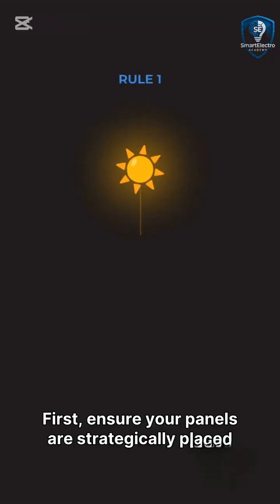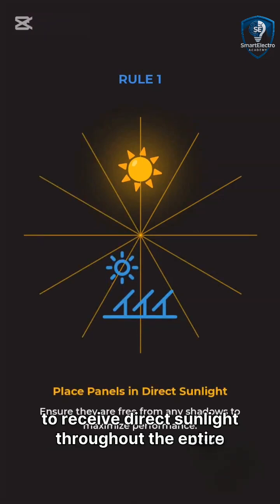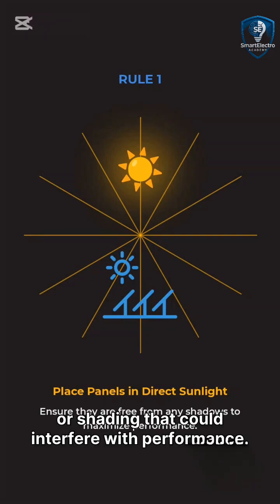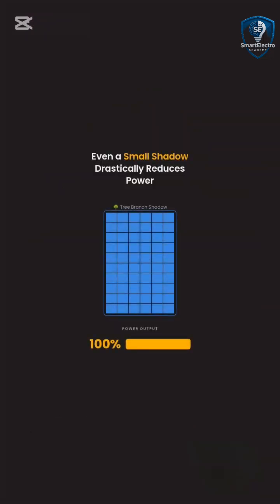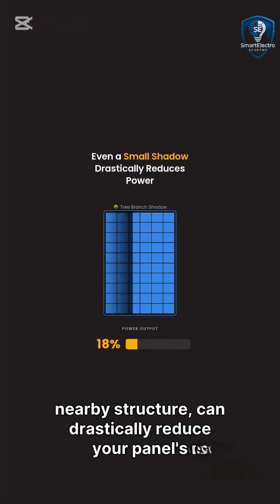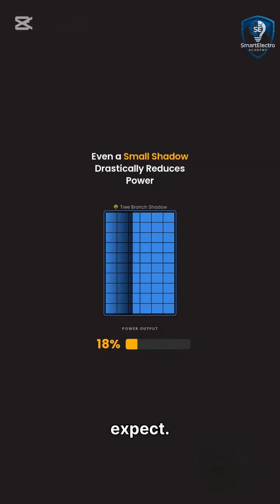First, ensure your panels are strategically placed to receive direct sunlight throughout the entire day, remaining completely free from any shadows or shading that could interfere with performance. Even a small shadow, such as one cast by a tree branch, chimney, or nearby structure, can drastically reduce your panel's overall power output, impacting the efficiency of the whole array more than you might expect.